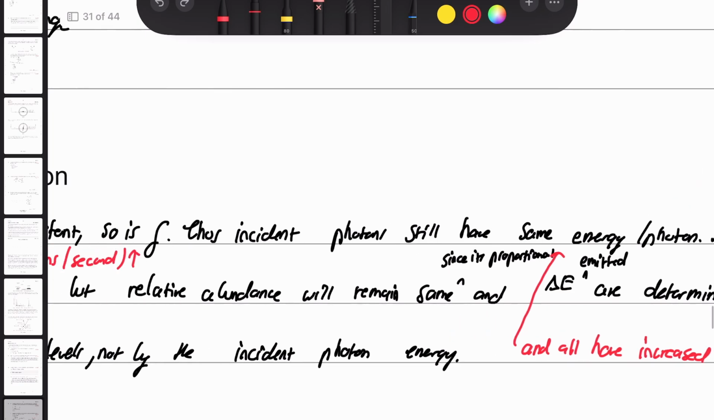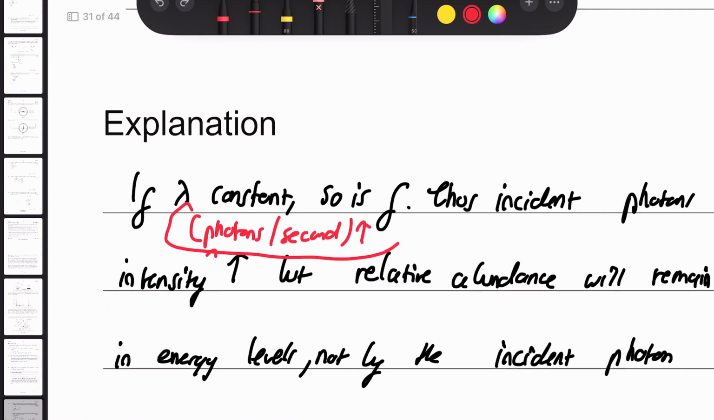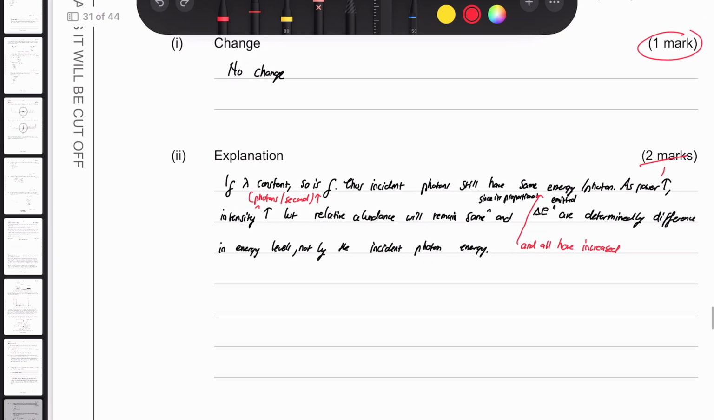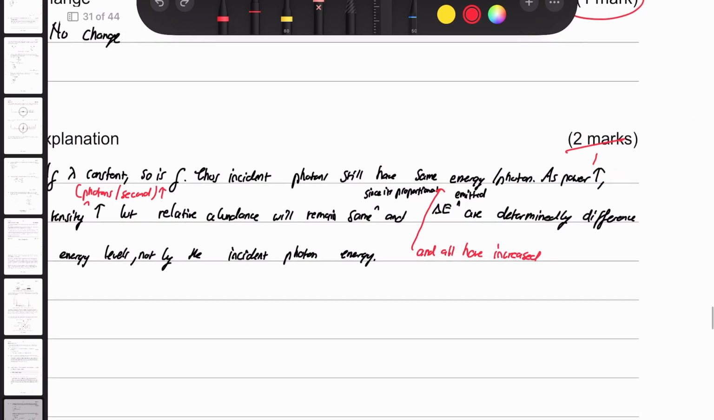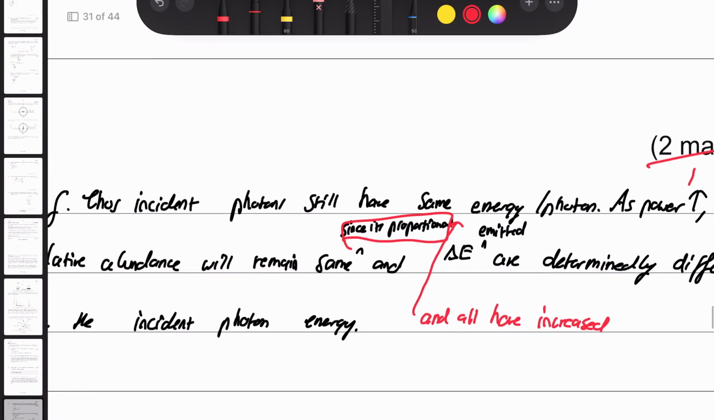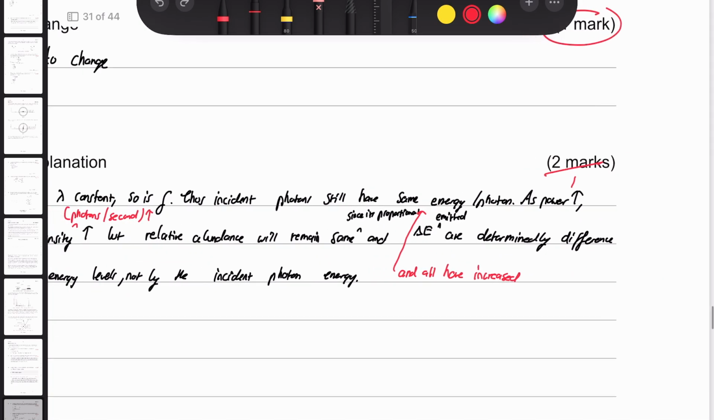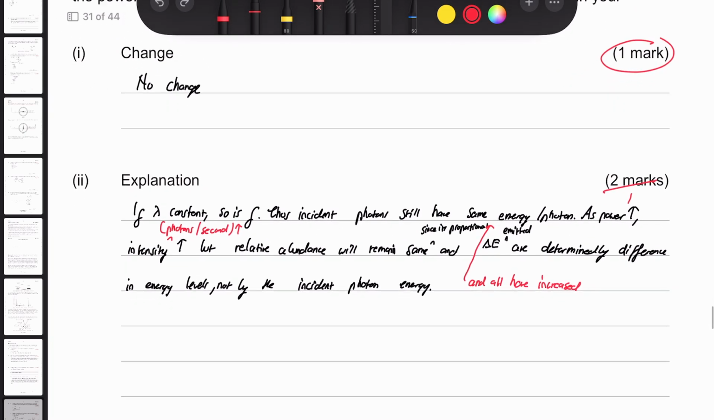So I said as power increases, intensity increases, but they talked about power of photons per second increasing, which I didn't, so I took the mark off. And then they said the relative abundance remained the same. I said because they're proportional, and if they all increase, whatever. But they wanted to see that all have increased. But I thought I added this since it's proportional, so I think it's close enough to the mark. Maybe not. So yeah.